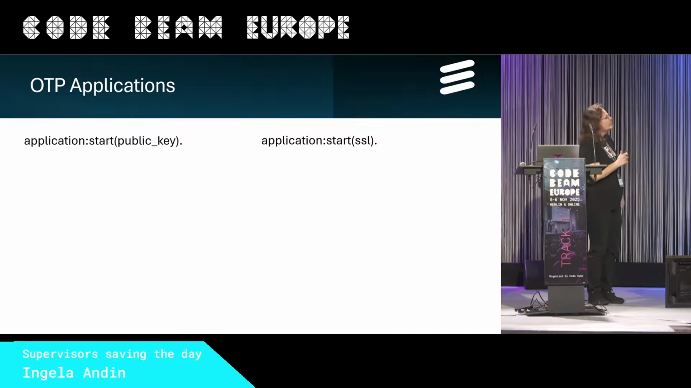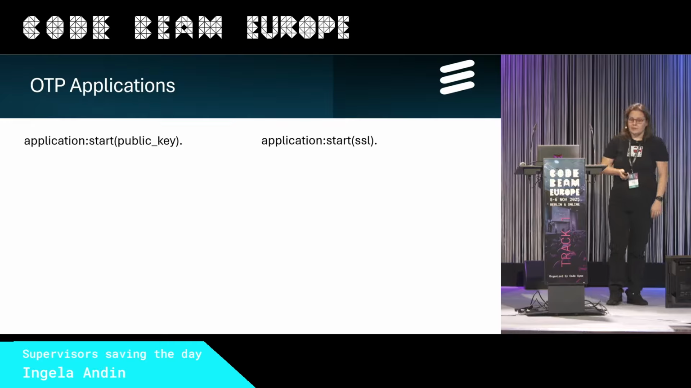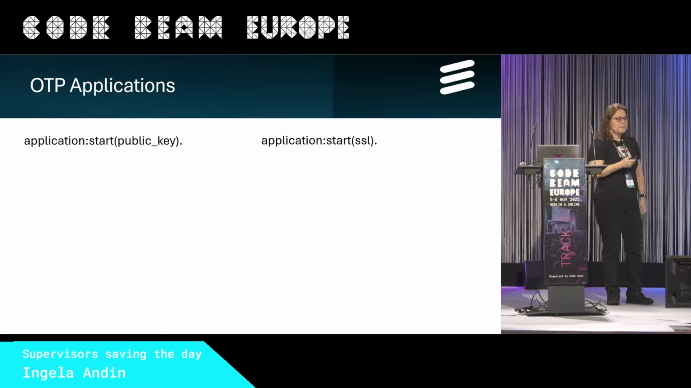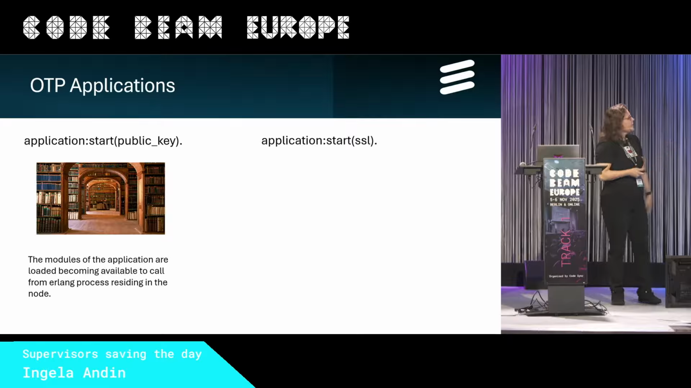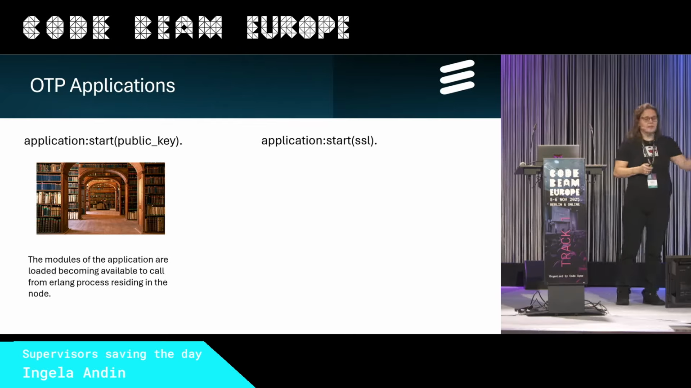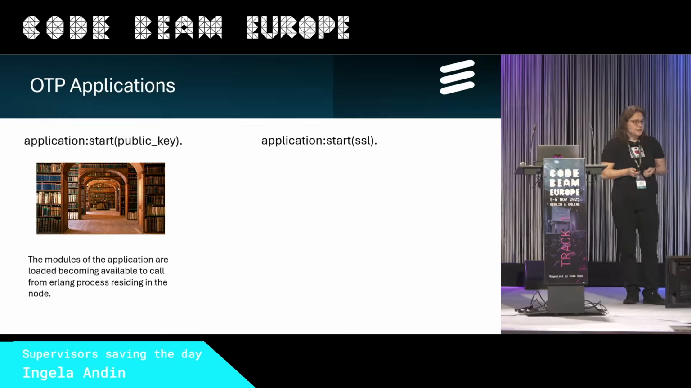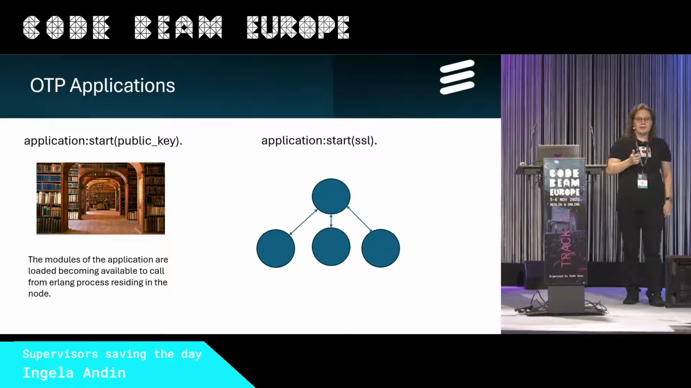But first, when you start an OTP application, like the public key application that doesn't define any processes, it's just a library application, the only thing that happens is that the modules of that application are loaded and they become available to other processes running in your Erlang node. But if you start another application, such as SSL, that defines processes, what happens is that you start the static part of that application's supervision tree.